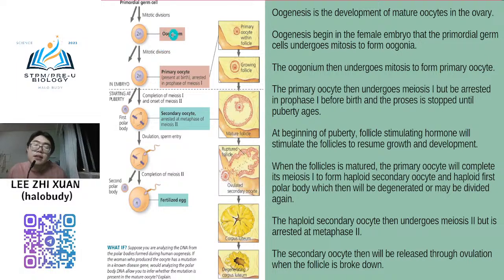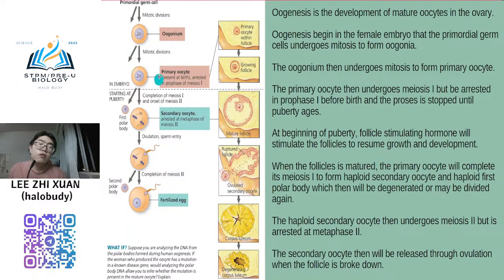Once the oogonium is produced, it will undergo the mitosis process again to form the primary oocyte. The ovum is located within the follicle. It's not like a sperm; sperm does not require a follicle, but female do. So normally this egg is within the follicle. The oogonium undergoes mitosis to form the primary oocyte, and then the follicle will grow until it becomes the growing follicle.